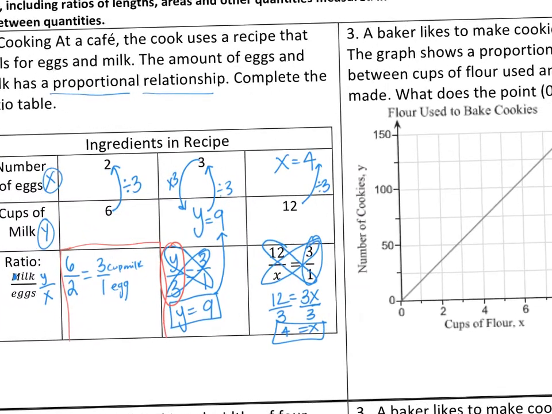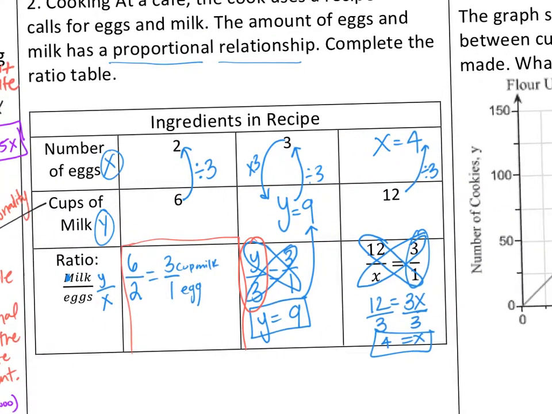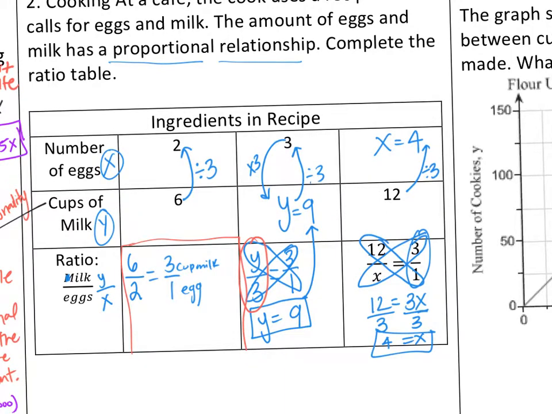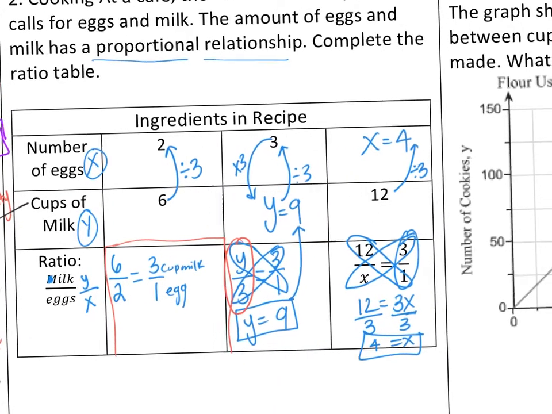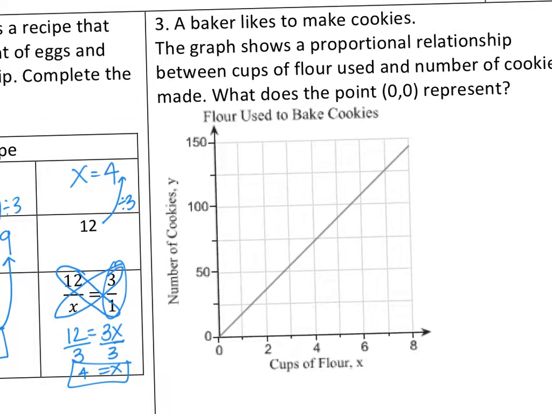So some of you could have solved this table right here at number 2 just by trying to find a pattern. Some of you could tell that 3 is either going to be multiplied or divided. Just make sure that the pattern is consistent with each blank. Number 3, it says, a baker likes to make cookies.